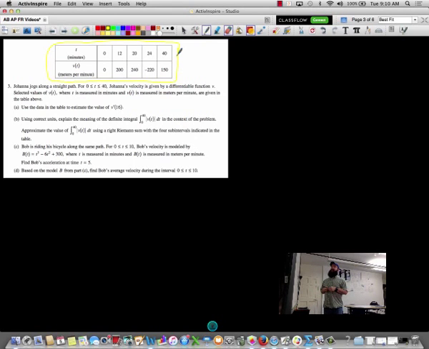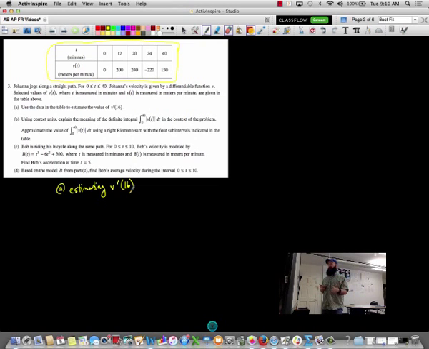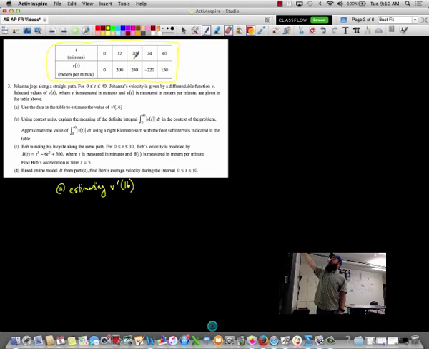So part A says, use the data in the table to estimate the value of v prime of 16. So if I'm estimating a derivative, that's like estimating an IROC. And if I don't have an equation, the next best thing I can do is find an AROC around that value. So if you look in the chart, 16 is in between 12 and 20. So if I'm trying to estimate v prime of 16, I'm going to do the next best thing I can, which is finding an AROC between points nearby.